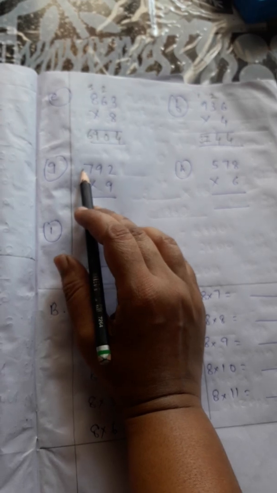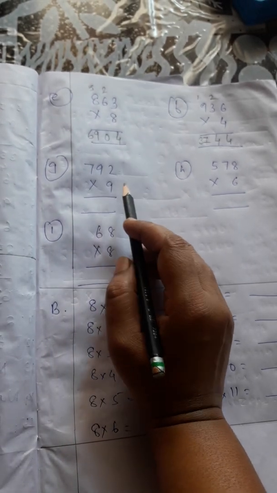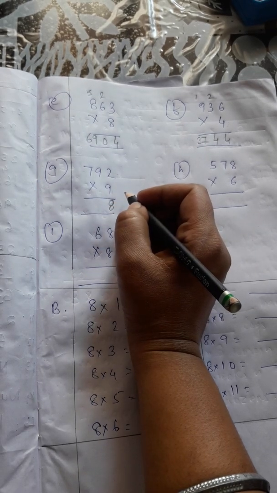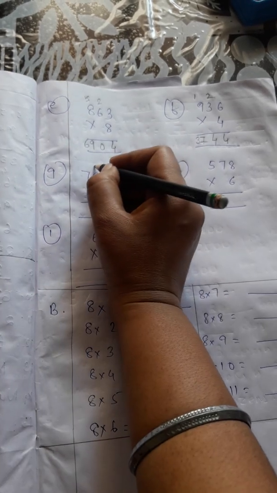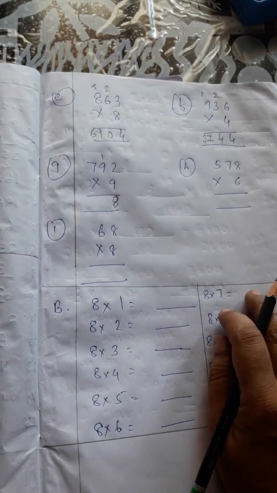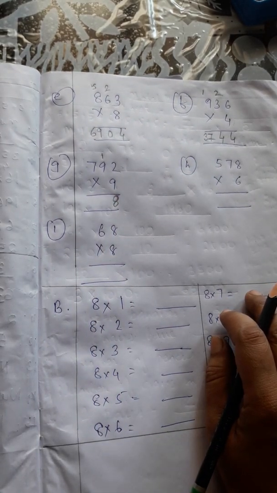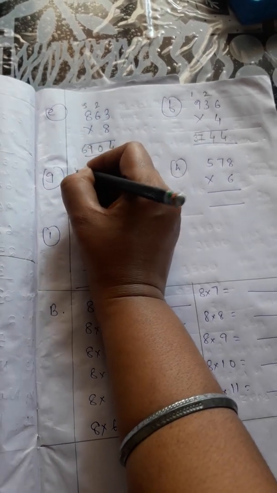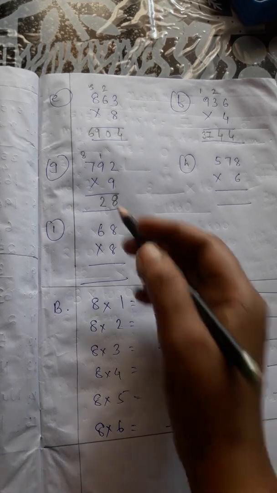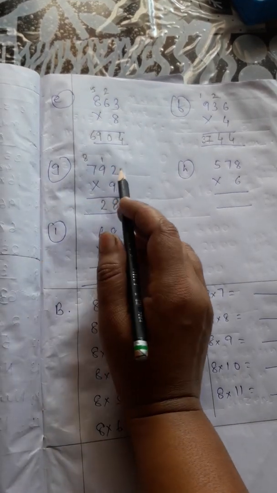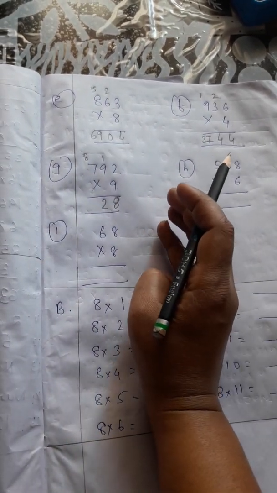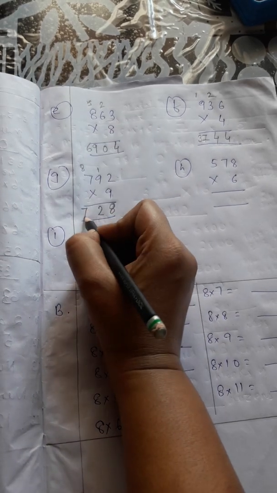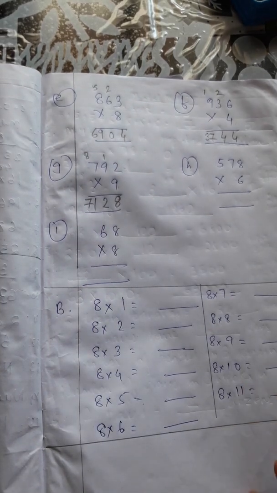Next, multiply 792 into 9. So 9 2s is how much? 9 2s are 18. Write 8 under the ones column and carry 1 over the tens. So 9 9s is 81. 81 plus 1 will be 82. Write 2 under the tens column and carry 8. Next, 9 7s is how much? 63. 63 plus 8 will be 71. So write down 71. So the answer is 7128.